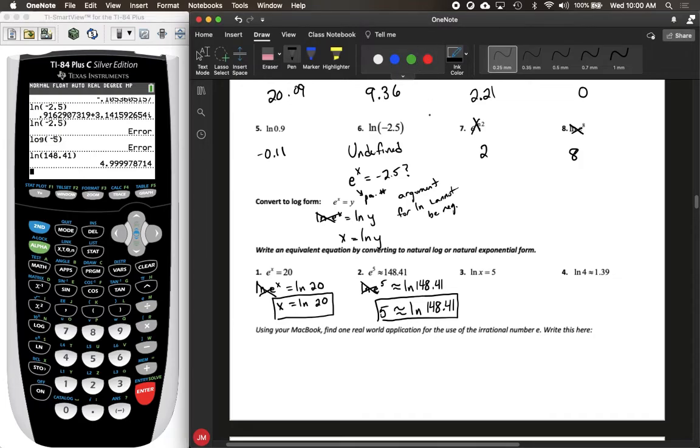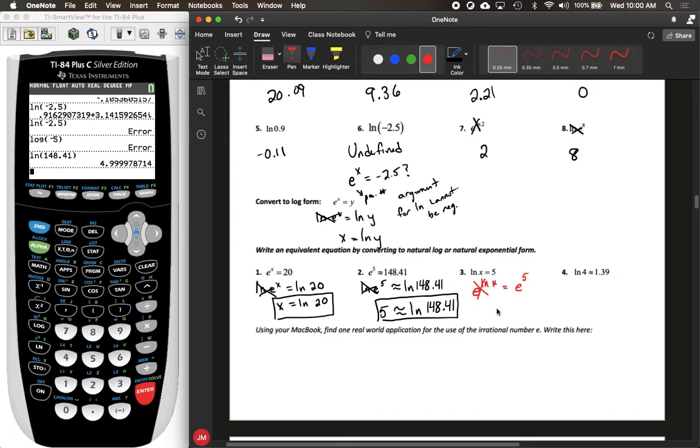Now, when we get to number 3, notice that number 3 already has a natural log in there. So you probably don't want to take the natural log, because now you just have the natural log of the natural log of x, and that can be confusing. Instead, the opposite of natural log is to take e to some power. So let's take e to the power of both sides of our equation: e to the power of natural log of x, set equal to e to the power of 5.